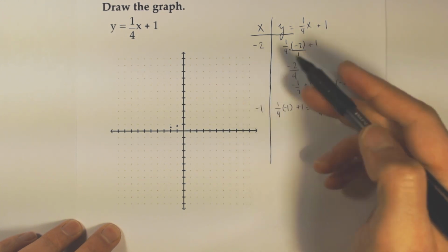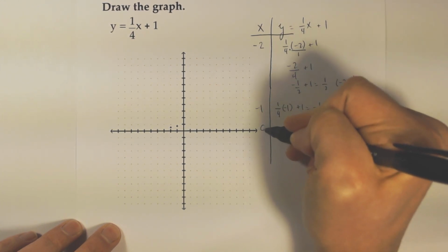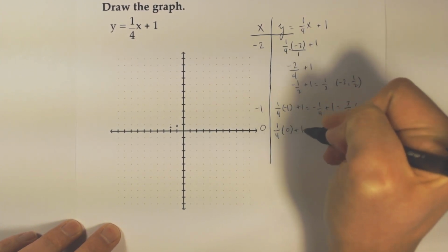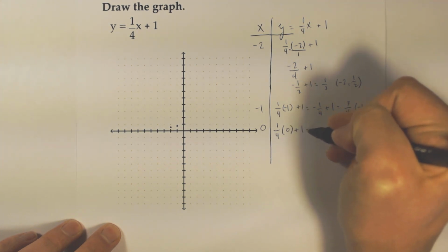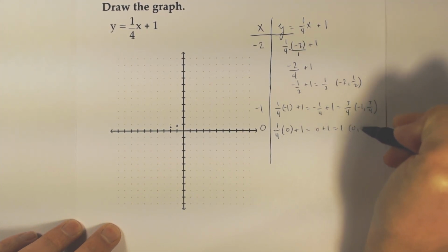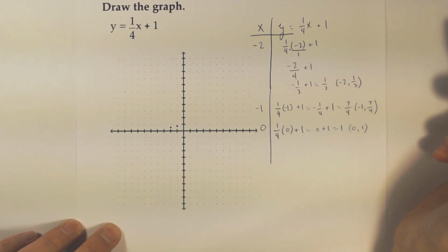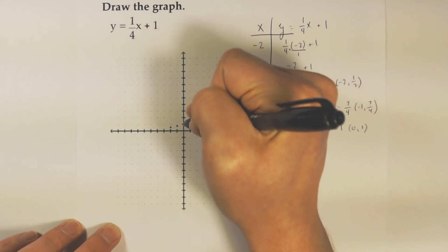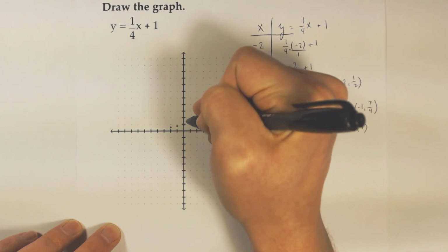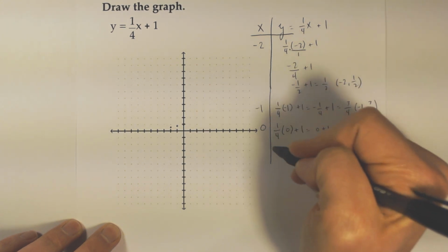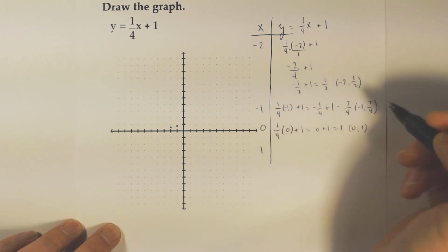Okay, so -2, -1. Let's go to 0 here. It's always a good one to try. So 1/4 times 0 is 0. 0 plus 1 is 1. So we have the point (0, 1). So I'm going to start at the origin, go 0 in the x direction, 1 in the y direction. And we're starting to get an idea of what this graph looks like. It is a straight line. So let's do maybe 2 more here, a couple positive ones now.